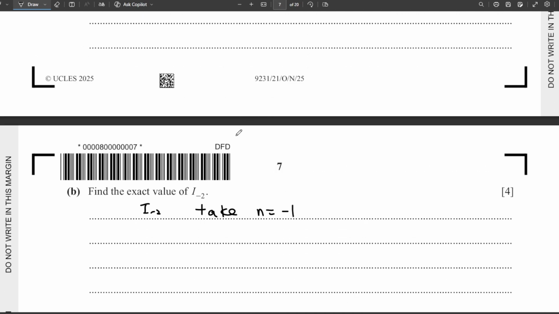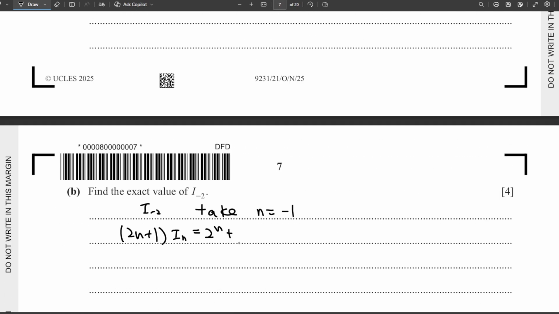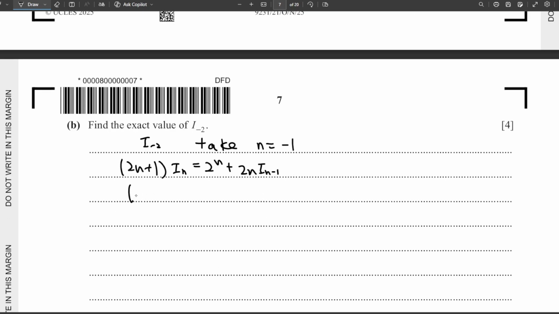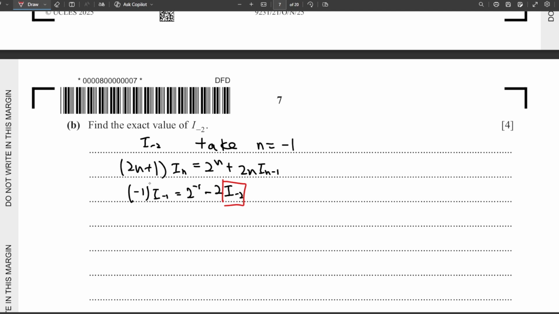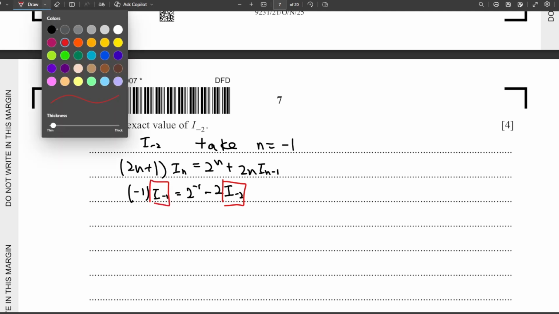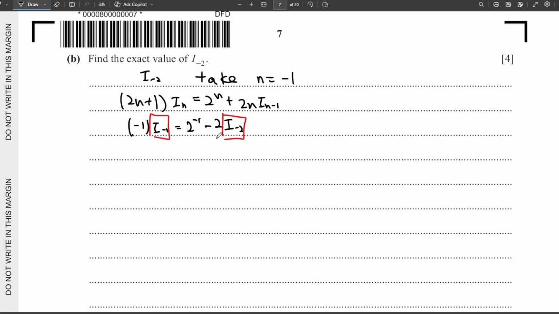Using this, I will just rewrite the whole thing: (2n plus 1) I_n equals 2n plus 2n I_(n minus 1). If you substitute n as negative 1 here, we have negative 1 I negative 1 equals 2 to the power negative 1 minus 2 I negative 2. You can see here we have the I negative 2 which we want to find the value of, and we have this I negative 1 here, which we know how to integrate. If you have I negative 3, you don't know how to integrate that, so it will be a problem for us. So I negative 1, we know how to integrate.